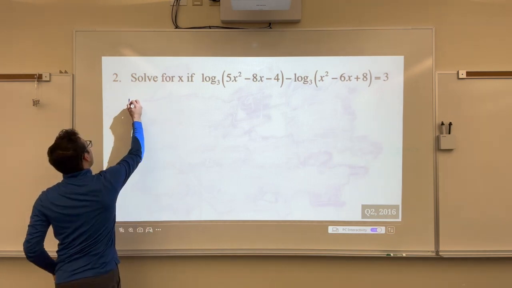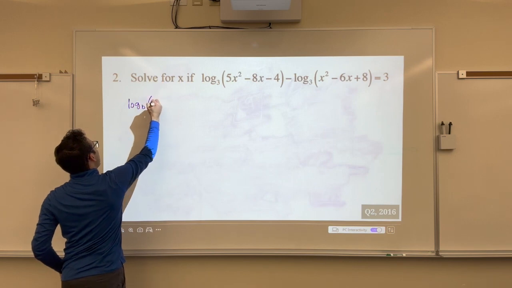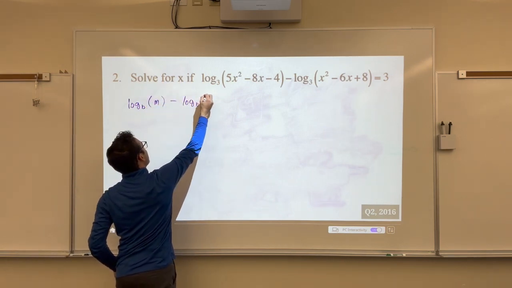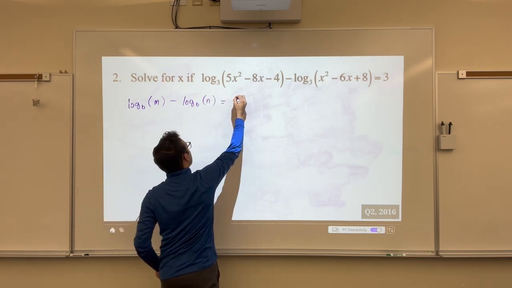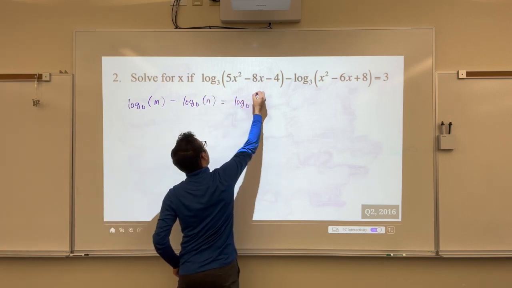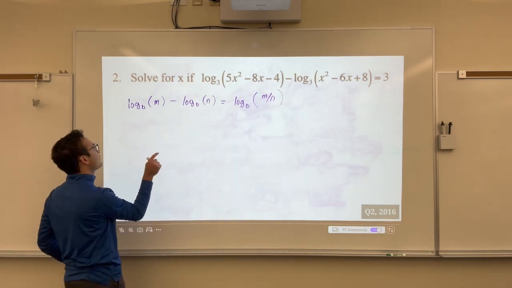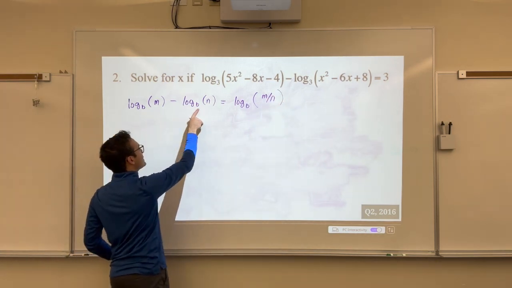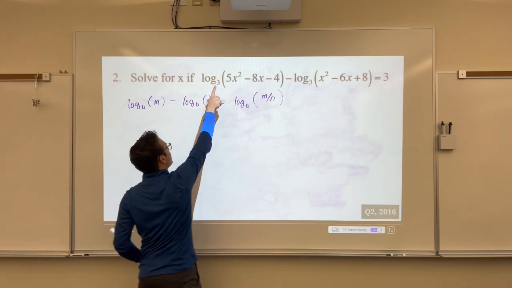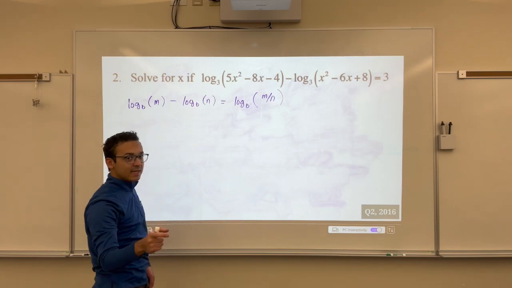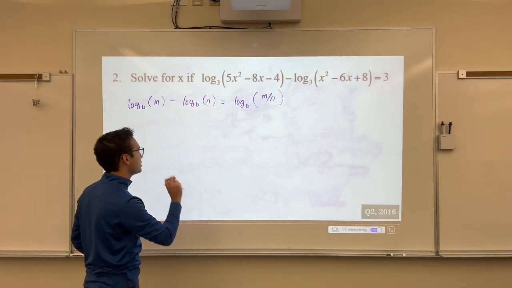So if we have the log base b of m, and we subtract the log base b of n, that will equal the log base b of m over n. Now, super important, in order for this to work, the bases have to be the same. So luckily in this problem, we have base 3 and base 3, so those are the same, but if those weren't the same, we would have to take that into consideration as well.